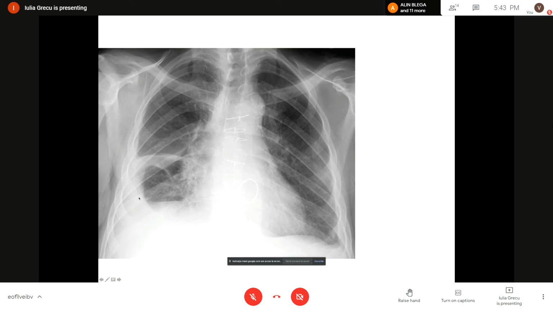Okay, this opacity looks quite bright, but you have to specify the things that we pointed out before. Basically you see some kind of an opacity that blurs or blunts the costodiaphragmatic angle on the right side. It is an intense opacity. I agree with you. It is homogeneous. It is concave. So it is most probably a pleural effusion. What else? What is this?